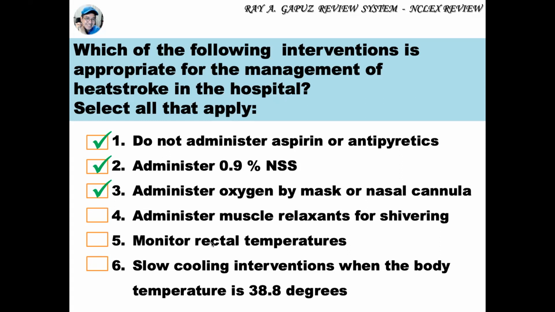Is also a yes, because when they shiver, it would somehow cause an increase in their temperature. You're providing warmth to yourself. Okay, so it could cause a further increase of your temperature.